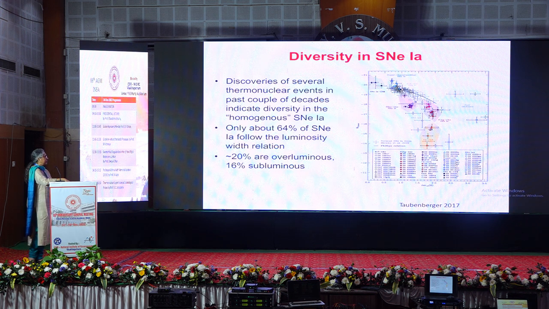And what is seen is that only about 64% of the type 1a supernovae follow the luminosity width relation, 20% are overluminous, 16% are subluminous, and then we have another very peculiar class which you call as a 1ax, which does not follow the width luminosity relation.